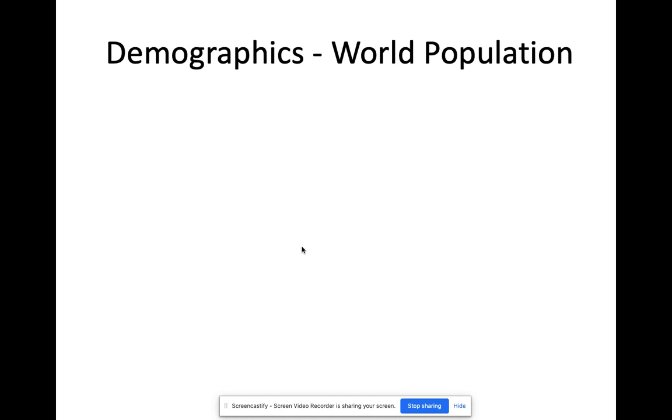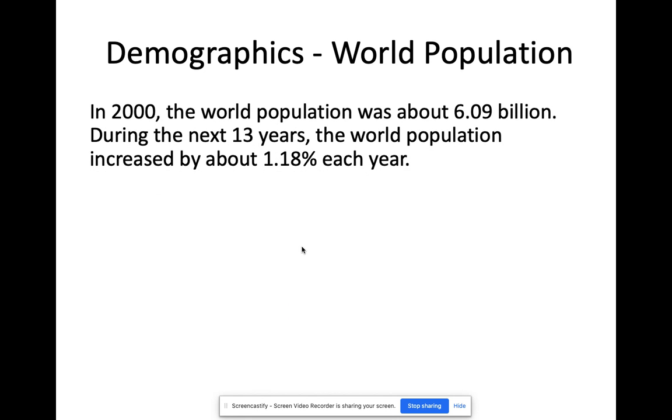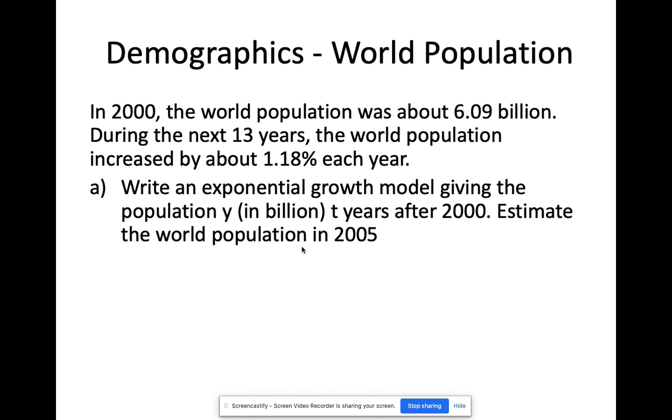Okay, another one would be world population. In 2000, the world population was about 6.09 billion. During the next 13 years, the world population increased by about 1.18% each year. Let's write an exponential growth model giving the population in billions t years after 2000, and then we're going to estimate the world population in 2005. Notice it started with 6.09 and increasing by 1.18%.